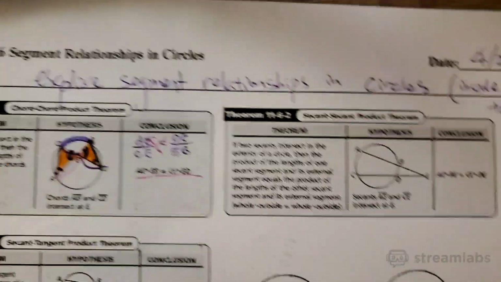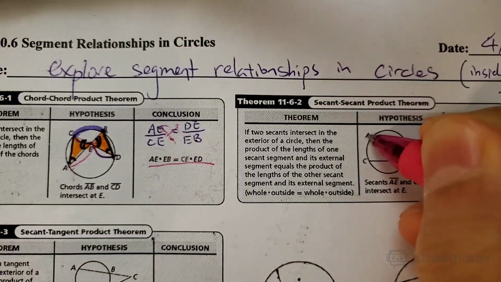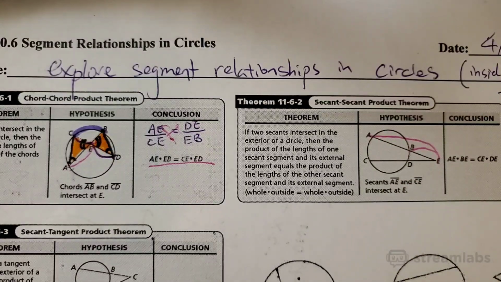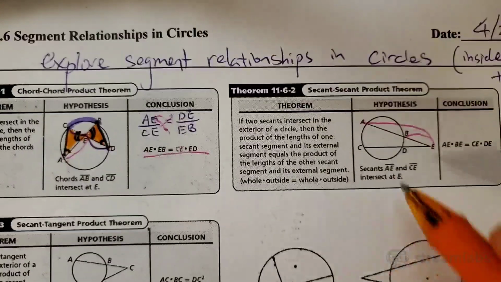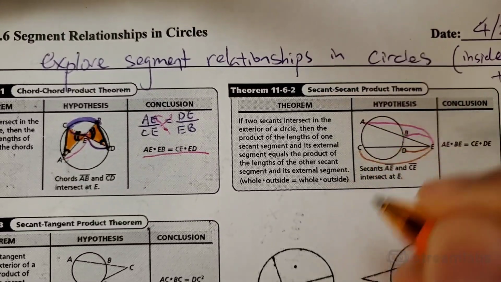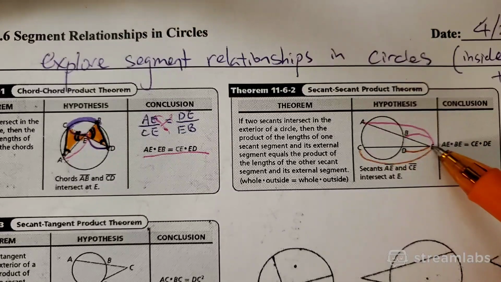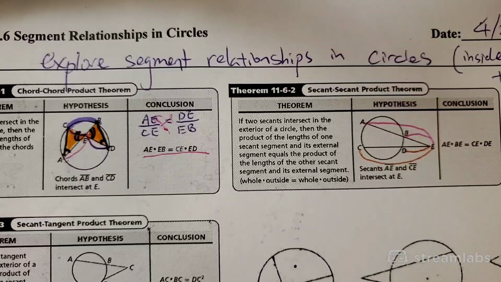Okay, so the next few look like this. EB times EA is equal to ED times EC, like this. So this is the outside situation. It might look different at first, but they're all the same idea when you're trying to remember them, and I'll talk about them in a bit.